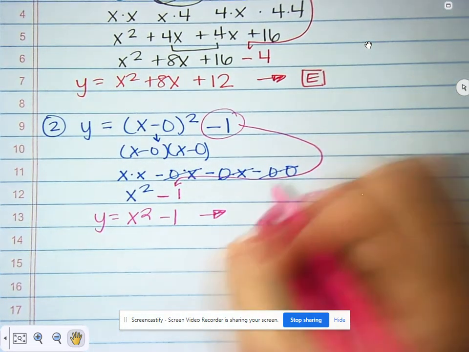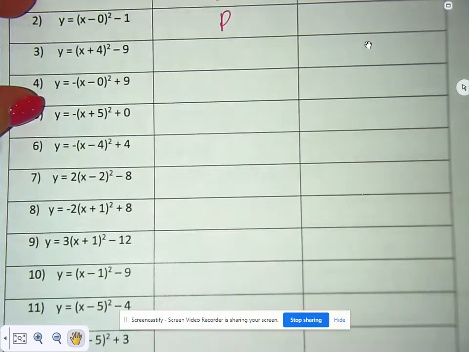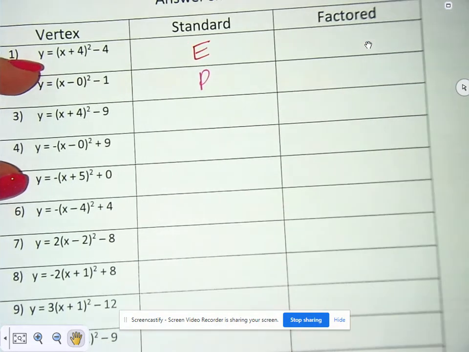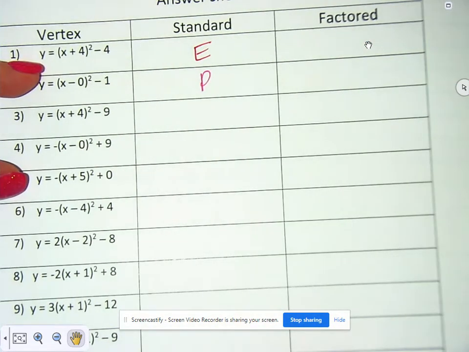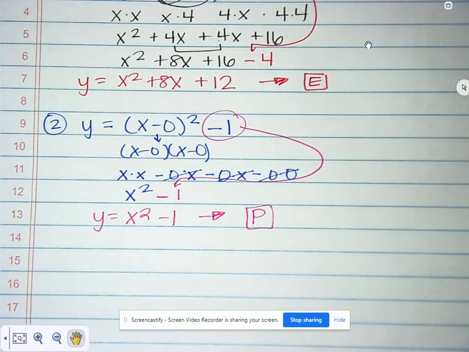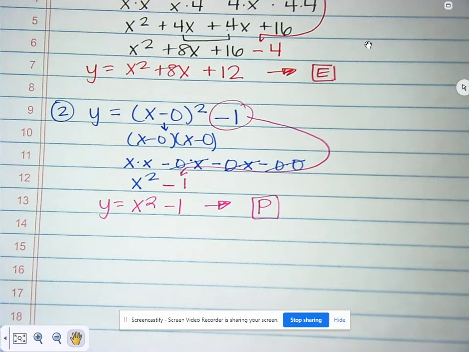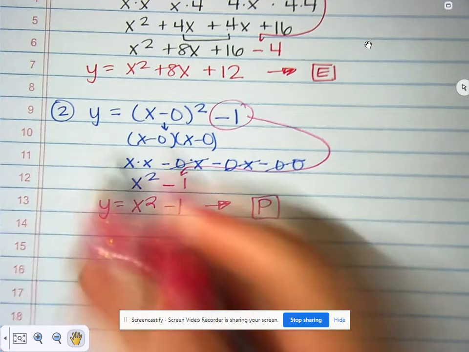P. So that one would be P. So in that second section, you're just going to write P. Again, you're not doing this last column right now, the factored one. Y'all aren't doing that at all. We're just doing standard form, okay? All right, let's jump to number 8. Does everybody understand the process? Okay, I'm going to jump to 8 so I can make sure I do one of each type.